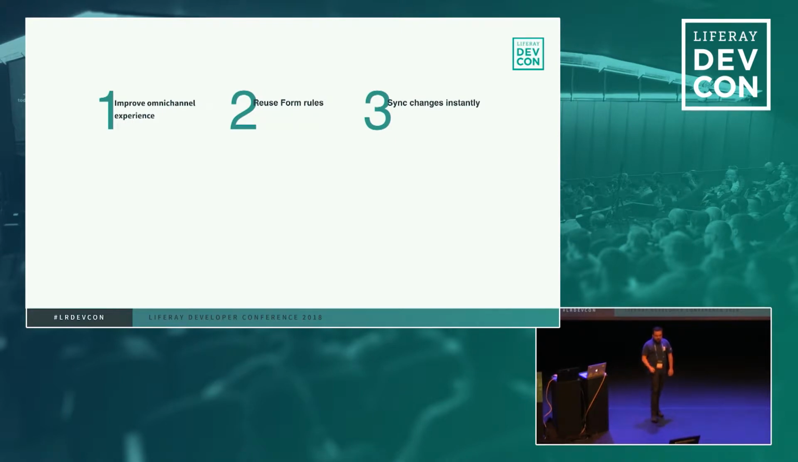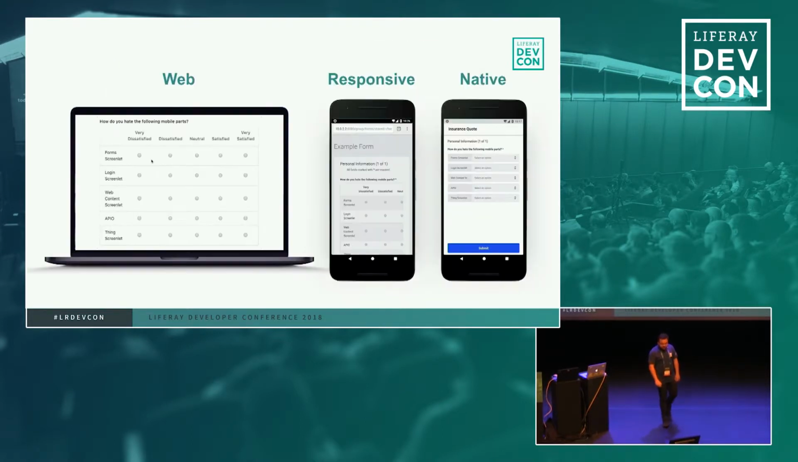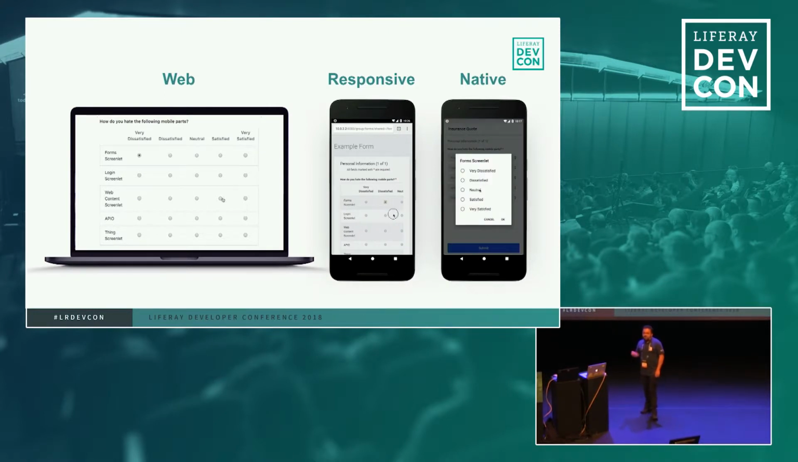Cool. And what benefits do I have with this? Mainly those three. Let's go one by one. I can improve my omnichannel experience. Omnichannel is the capability of making my user use several devices seamlessly, I mean, without noticing he's changing devices, having a continuous experience across different devices. So, for example, with the Forms Screenlet, you can start filling a form in your web browser and continue on your mobile device. And also, omnichannel is giving the best a device can provide to a person.